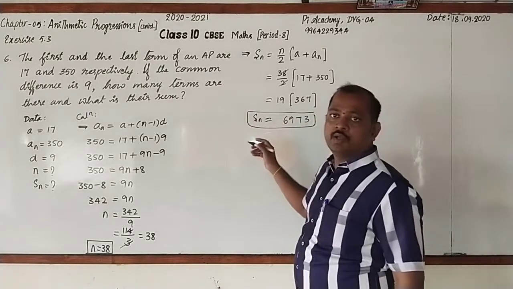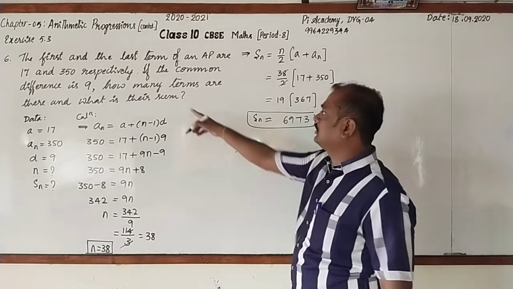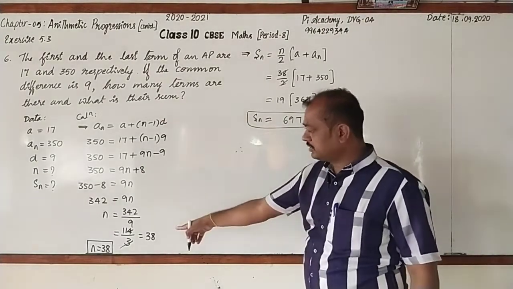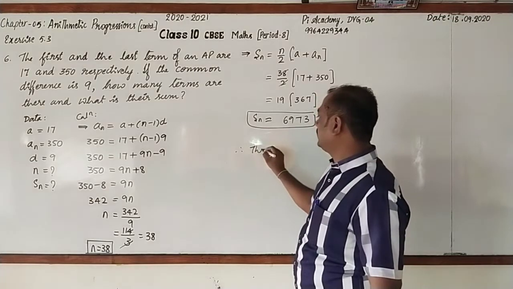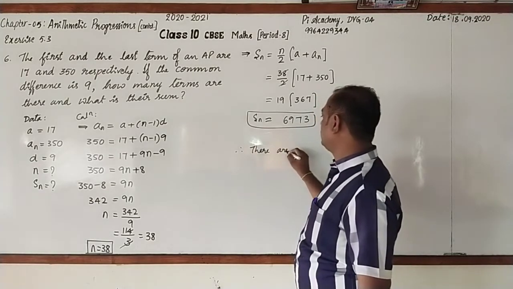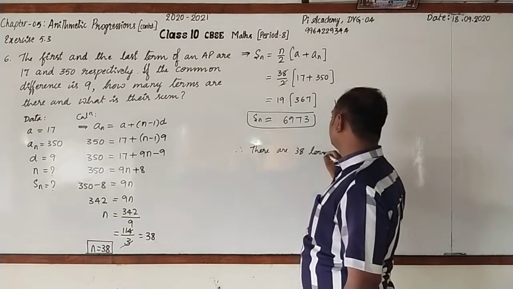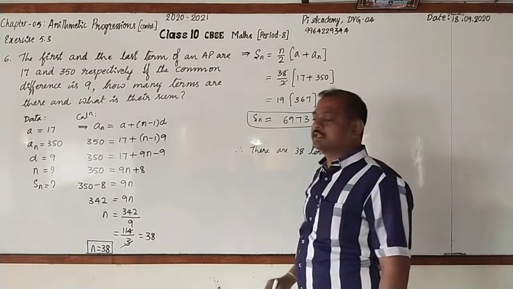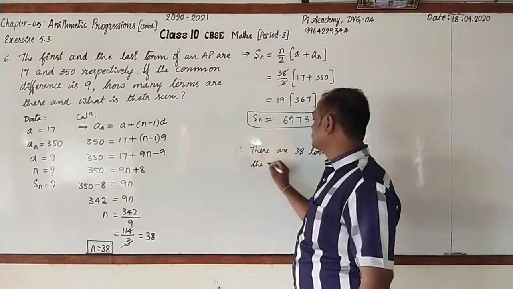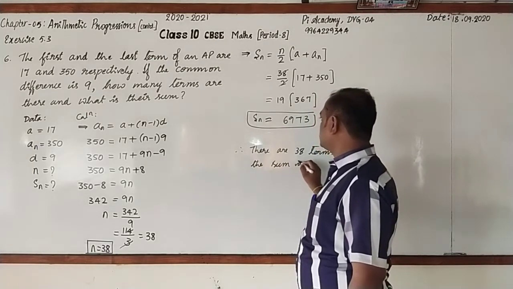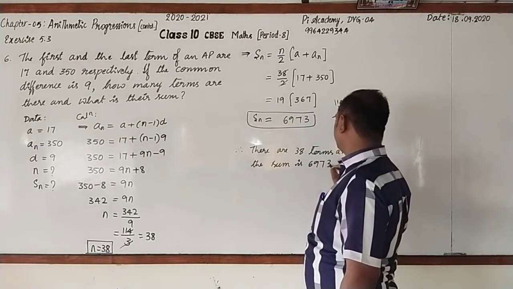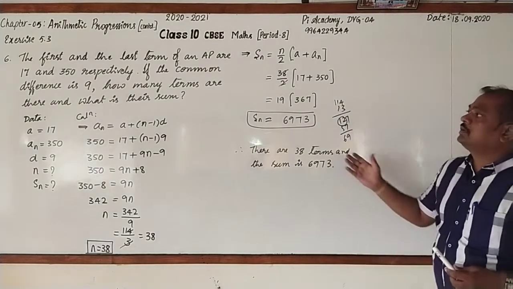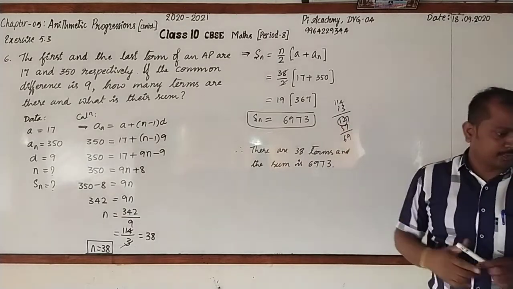Clear? Okay. Now let us write the conclusion. How many terms are there? 38. Therefore, there are 38 terms. And what is their sum? And the sum is 6972. Write this.